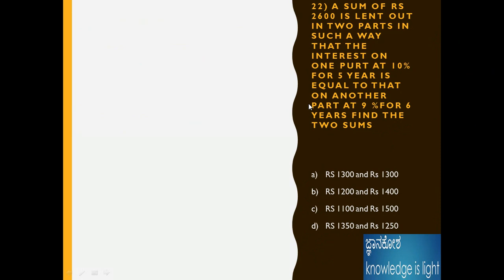The sum of 2,600 is divided into 2 parts. This is also the same kind of problem. Solve from your end, friends. Let's solve. Whether it is the same interest or different interest, see the problem first. Here it is a different interest, 10%. Then it will be R1 T1 is to R2 T2. Write the table. R1 is equal to 10%, and R2 is 9%.